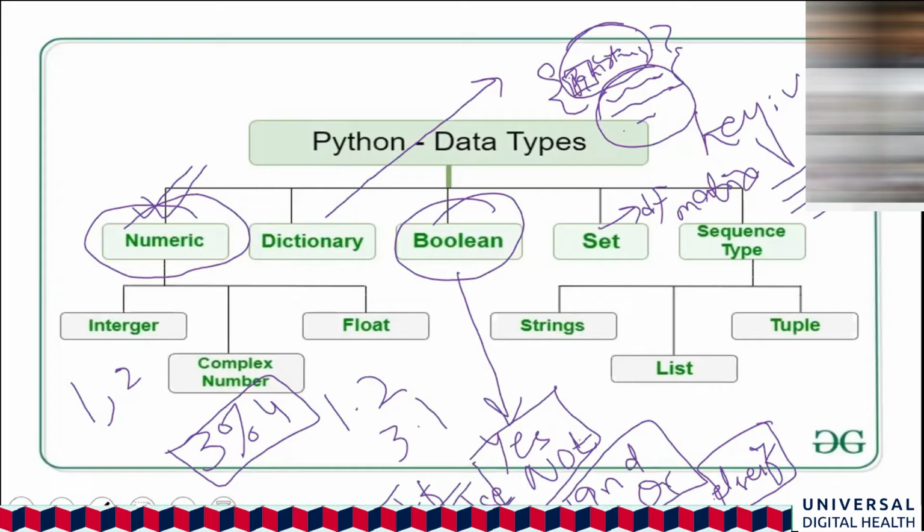Then we have the sequence type data. In sequence type data, first we have strings. Strings are basically written in quotation marks, and are nothing more than words. Strings are simply variables that do not have a numeric value, but they're written like that.